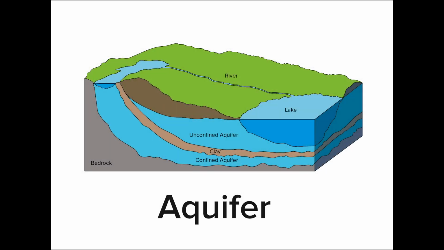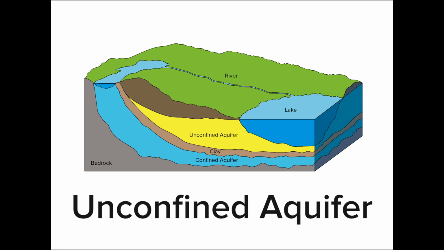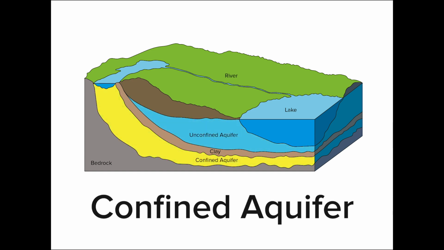Groundwater is stored in confined or unconfined aquifers. In unconfined aquifers, water infiltrates from the surface through open pore spaces and is stored in the subsurface material. Confined aquifers, however, have impermeable layers of rock above and below that act as seals preventing water movement.